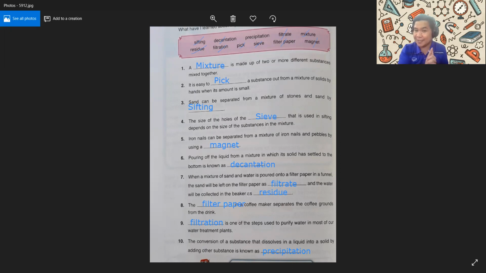Again, let's review the answers, okay? Number 1, mixture. Number 2, pick. Number 3, sifting. Number 4, sieve. Number 5, magnet. Number 6, decantation. Number 7, filtrate and residue. Number 8, filter paper. And number 9, filtration. Number 10, finally, precipitation. Those are your answers.